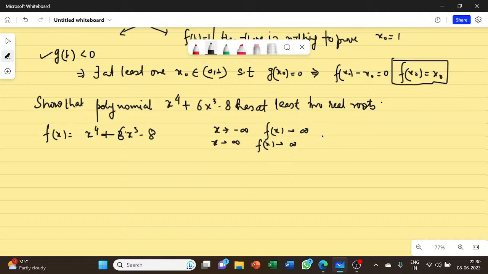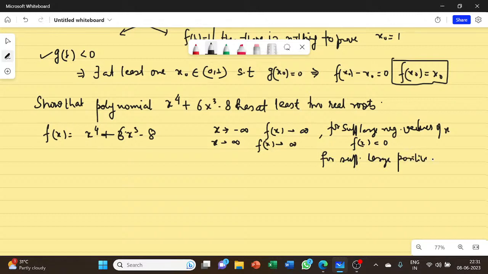Is that clear? So for sufficiently large negative values of x, f of x is positive. And for sufficiently large positive values of x, f of x is positive. Rather, if you can play with some values also, I'll also play with some values, but right now, if you're quite satisfied with this argument, kindly let me know.